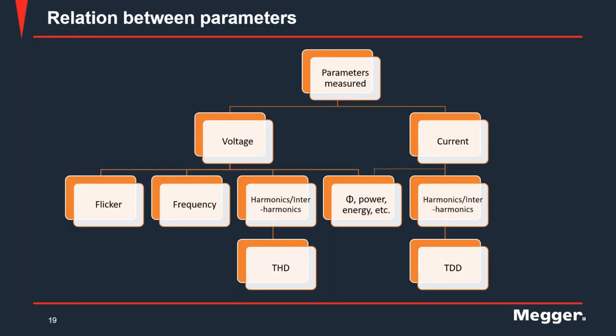So how does the MPQ2000 function? The basic signals which it relies on are voltage and current, right? So here is a relationship between the different parameters. Voltage and current are what are measured, and from that it derives all these other parameters.